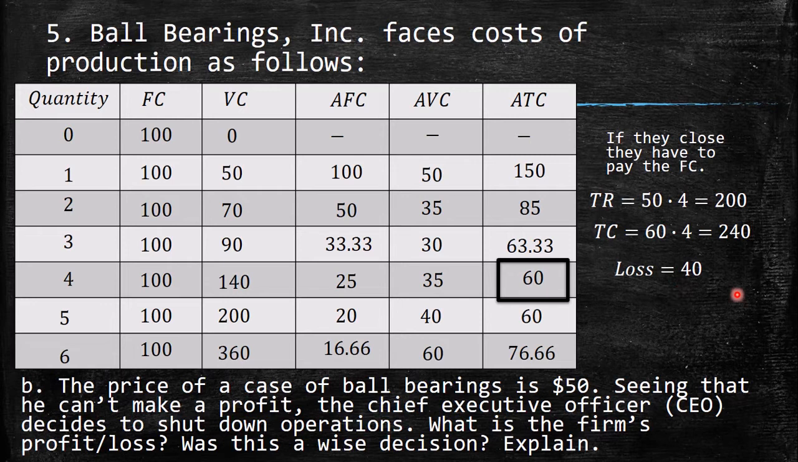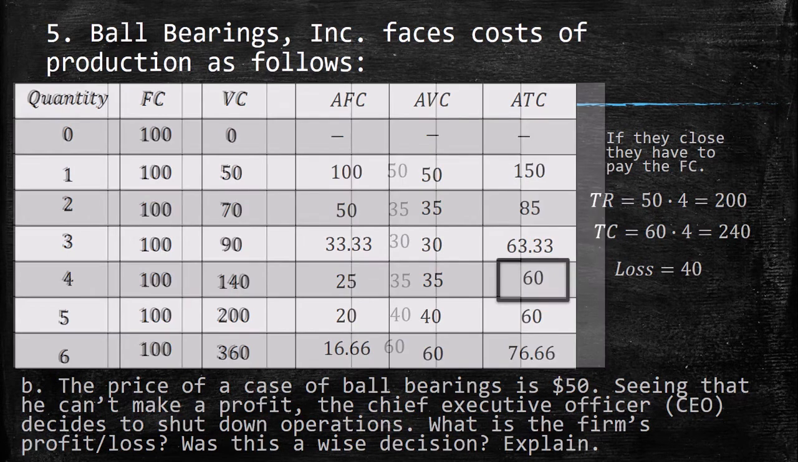Okay, then this CEO said that it's better to shut down the operation. I would say no, because when you shut down the operation in the short run, because we have fixed costs, they need to pay 100, which is much worse than this loss of $40. So it's better to stay in the market and have a loss of 40 instead of shutting down and having a loss of 100.